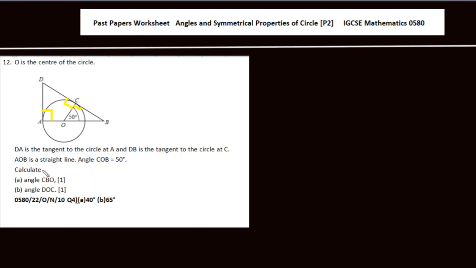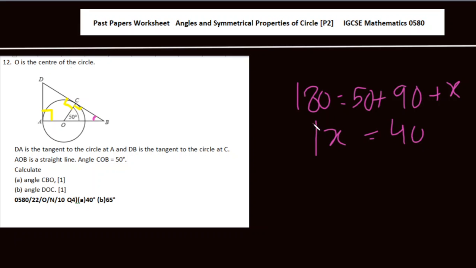Okay, then we're told that AOB is a straight line, angle COB is 50 degrees, calculate angle CBO. So first we need angle CBO, which is simply 180 equals 50 plus 90 plus x. So this would be 40 degrees. So the first answer is 40 degrees. And then in part B, find DOC. So DOC is this angle.